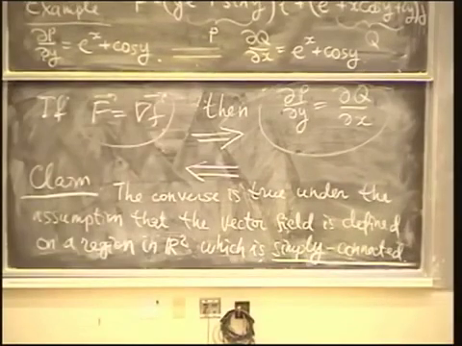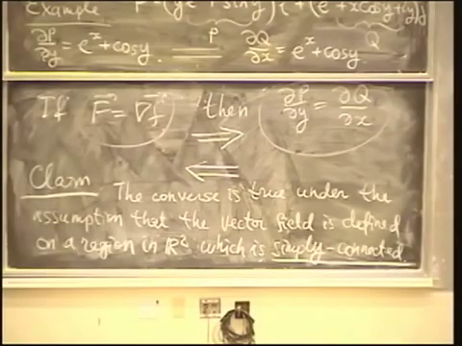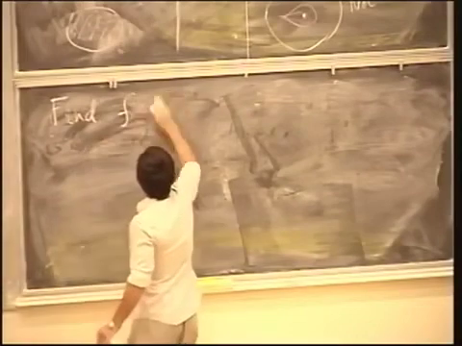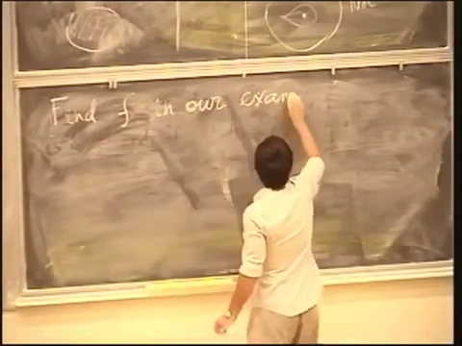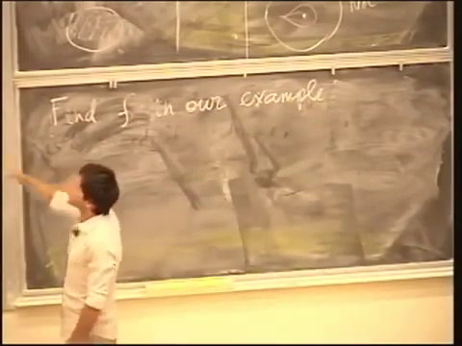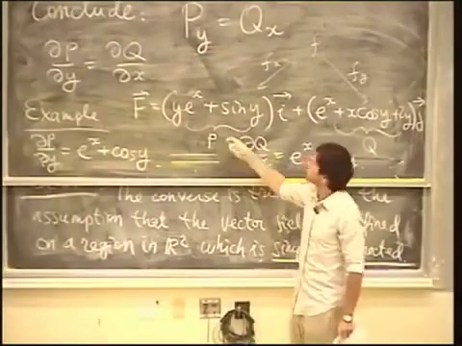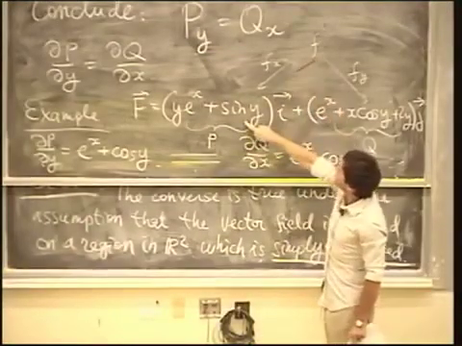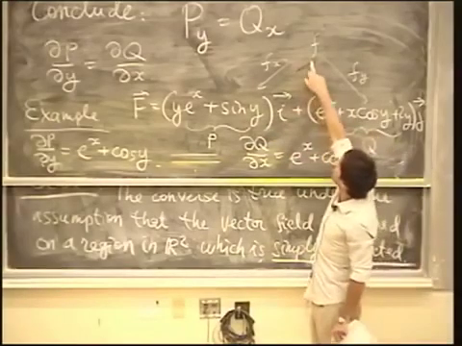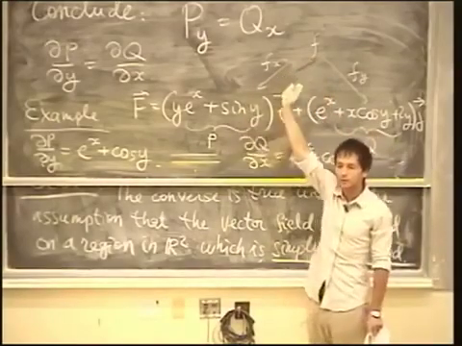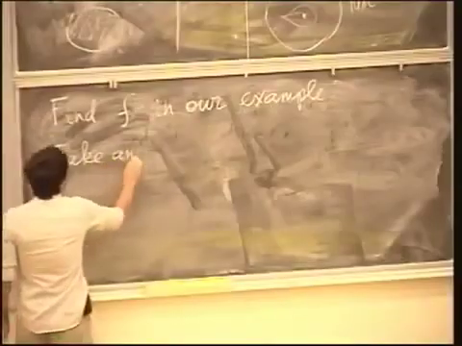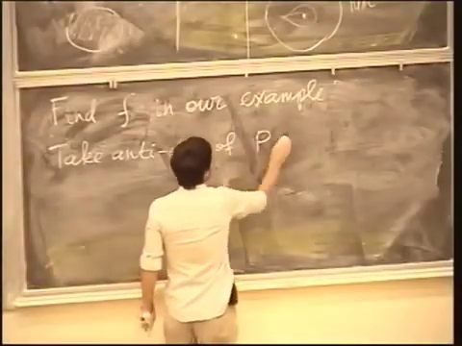where we simply take antiderivatives of this component of the vector field. So let's find f in our example. What I'm going to do is take this p, and take its antiderivative. Because we're looking for a function f such that this is the derivative with respect to x and this is with respect to y. But if so, we should be able to find f by taking the antiderivative of this with respect to x, right? So take the antiderivative of p with respect to x.